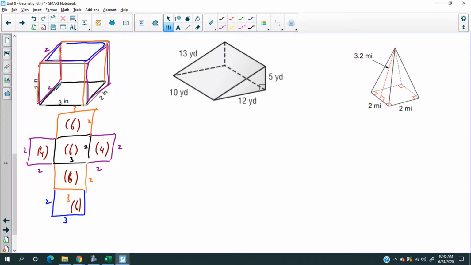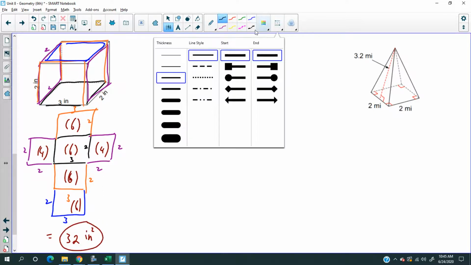Yeah, this is 3 by 2. That's 3 by 2. This is 2, so that's 3, and this is 2, so that's 3. Okay, let's see, what does that mean? 6 plus 4 is 10, 10, 20, 26, 32. All right, now let's try this next one.